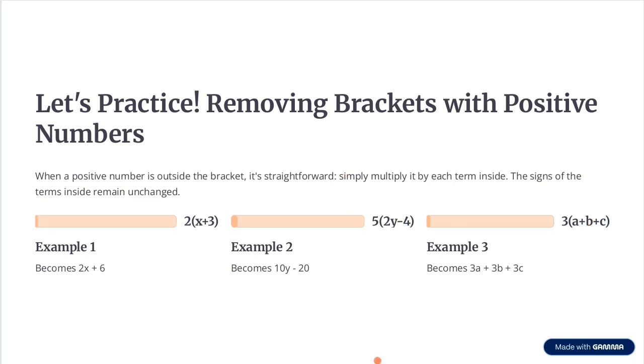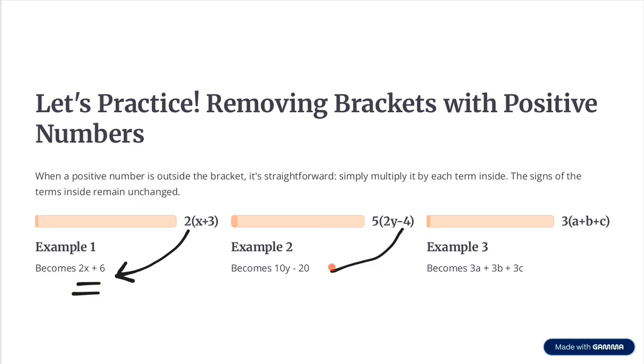Okay, so we have examples here. Look at the first one. The first one is 2 times x. 2 times x is 2x. This is the solution here. So 2 times x is 2x, 2 times plus 3, let's just say 2 times 3, 6. All right, the sign remains the same. So this is 2x plus 6. That's the answer to this.